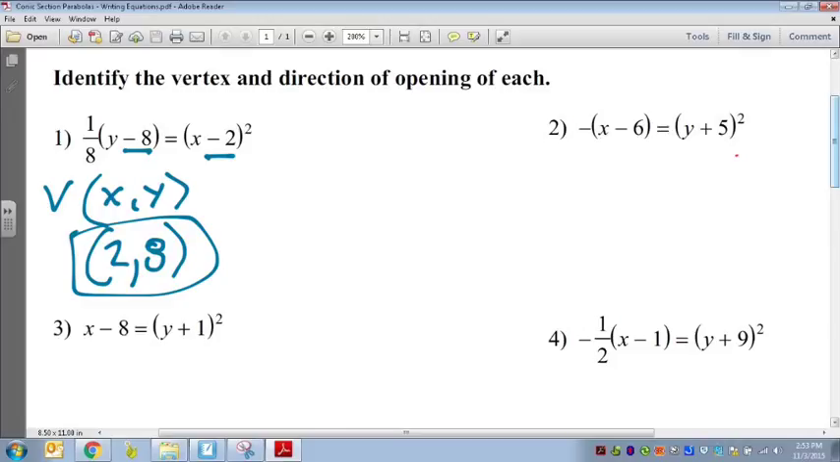All right, and which direction is it opening? Okay, there are 2 things we need to look at. Well, we look at the new a, the 1/8, and notice how it's positive 1/8. Okay, so normally we think it opens up.